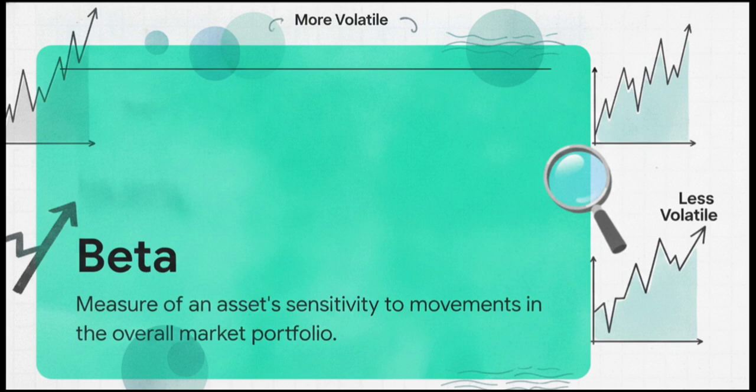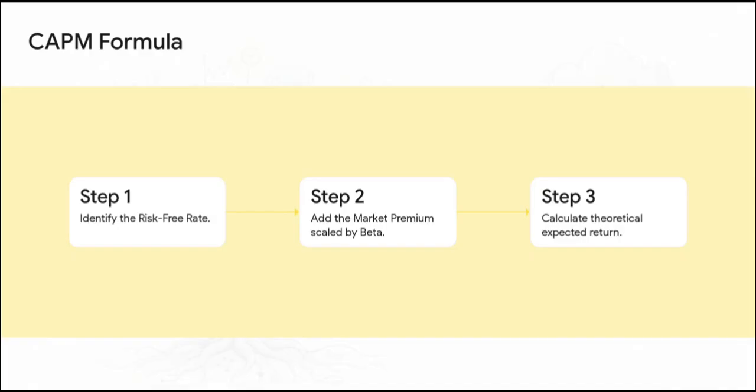Think of it like this. A beta of exactly 1 means the asset moves perfectly in sync with the market. A beta higher than 1, that means it's more volatile than average. And a beta below 1 means it's less volatile. Which brings us directly to the Capital Asset Pricing Model, or CAPM. The logic here is surprisingly elegant.